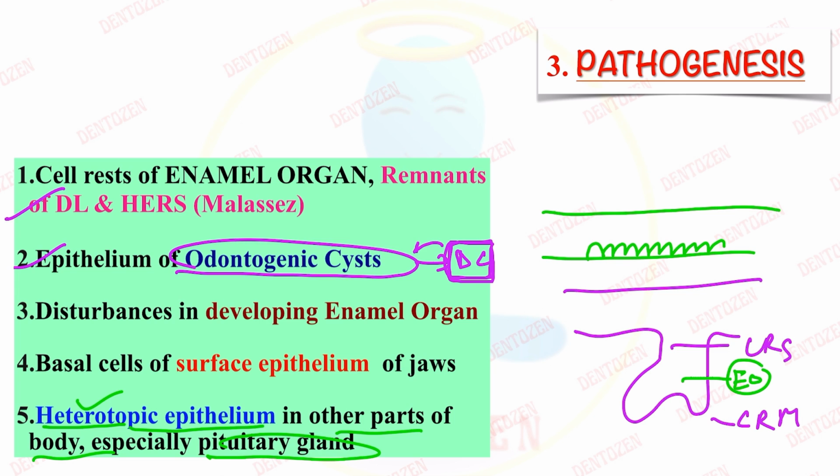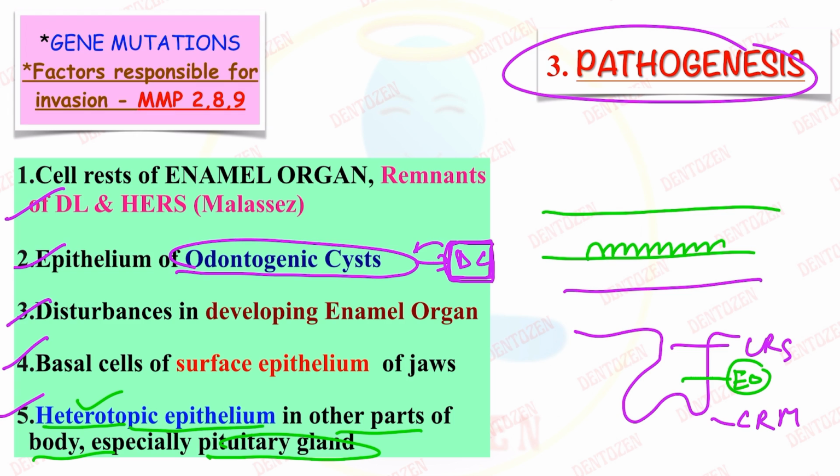So these are the 5 origins in the pathogenesis of ameloblastoma. But current concept suggests that there are gene mutations in the cells which are pre-programmed for tooth development, which leads to ameloblastoma. And there are certain factors which are responsible for invasion in this tumor. These are matrix metalloproteinases 2, 8, 9.